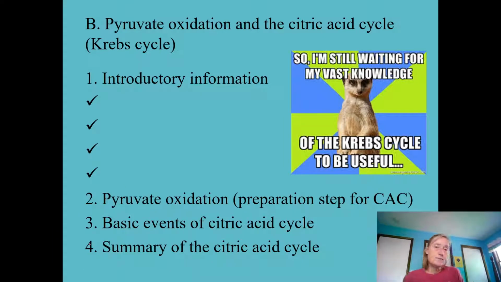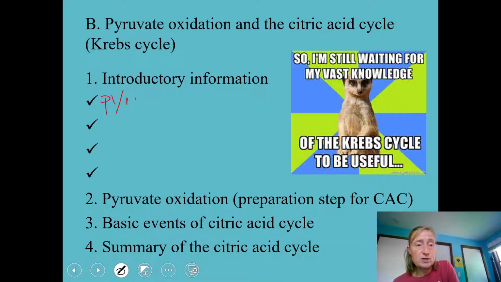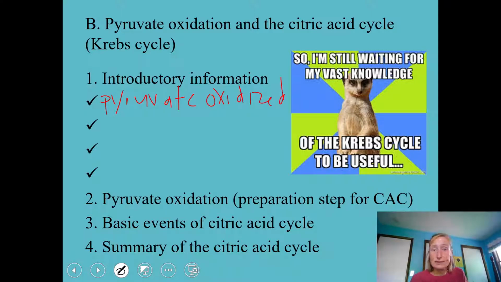So in pyruvate oxidation and the citric acid cycle, pyruvate molecules are completely oxidized, and what's released are waste products. So pyruvate molecules are oxidized to carbon dioxide. So we can write that in. Pyruvate is oxidized and carbon dioxide is released. That's the waste product of cellular respiration. That's what we breathe out when we respire as well, right?